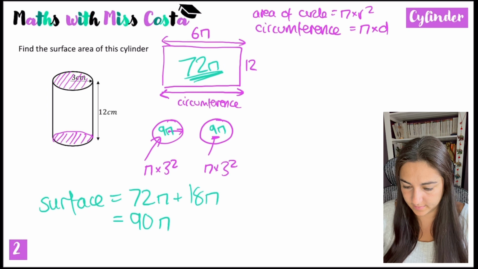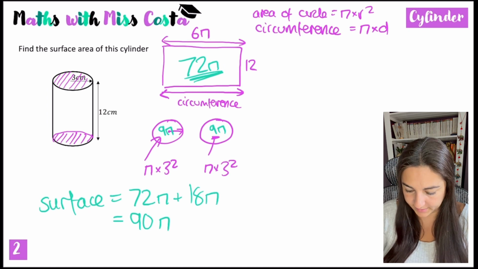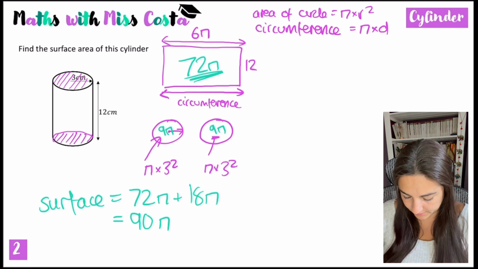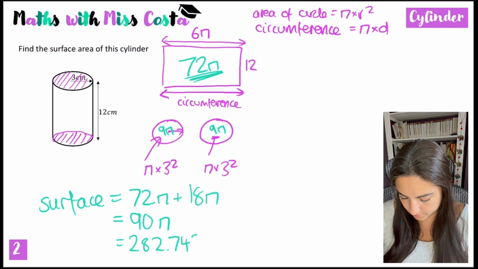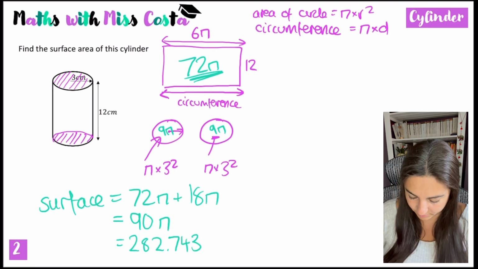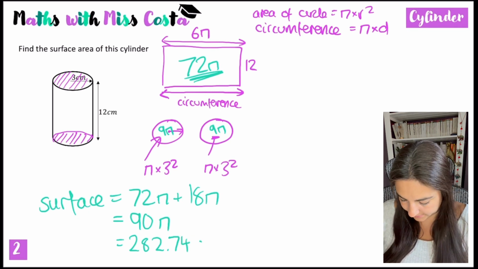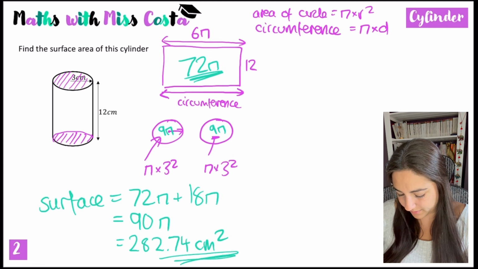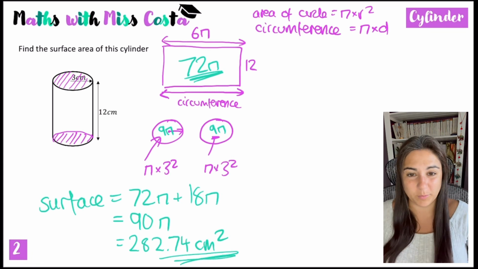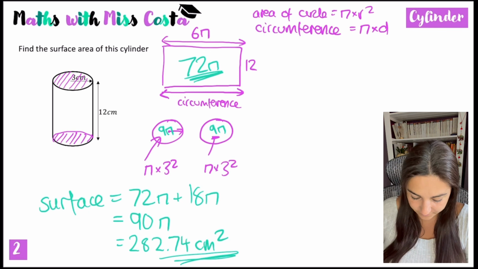And then I just type that into my calculator. 90 pi is 282.743, so I'd round it to 282.7 centimetres squared. It might ask you to round it to significant figures or decimal places, but yeah.